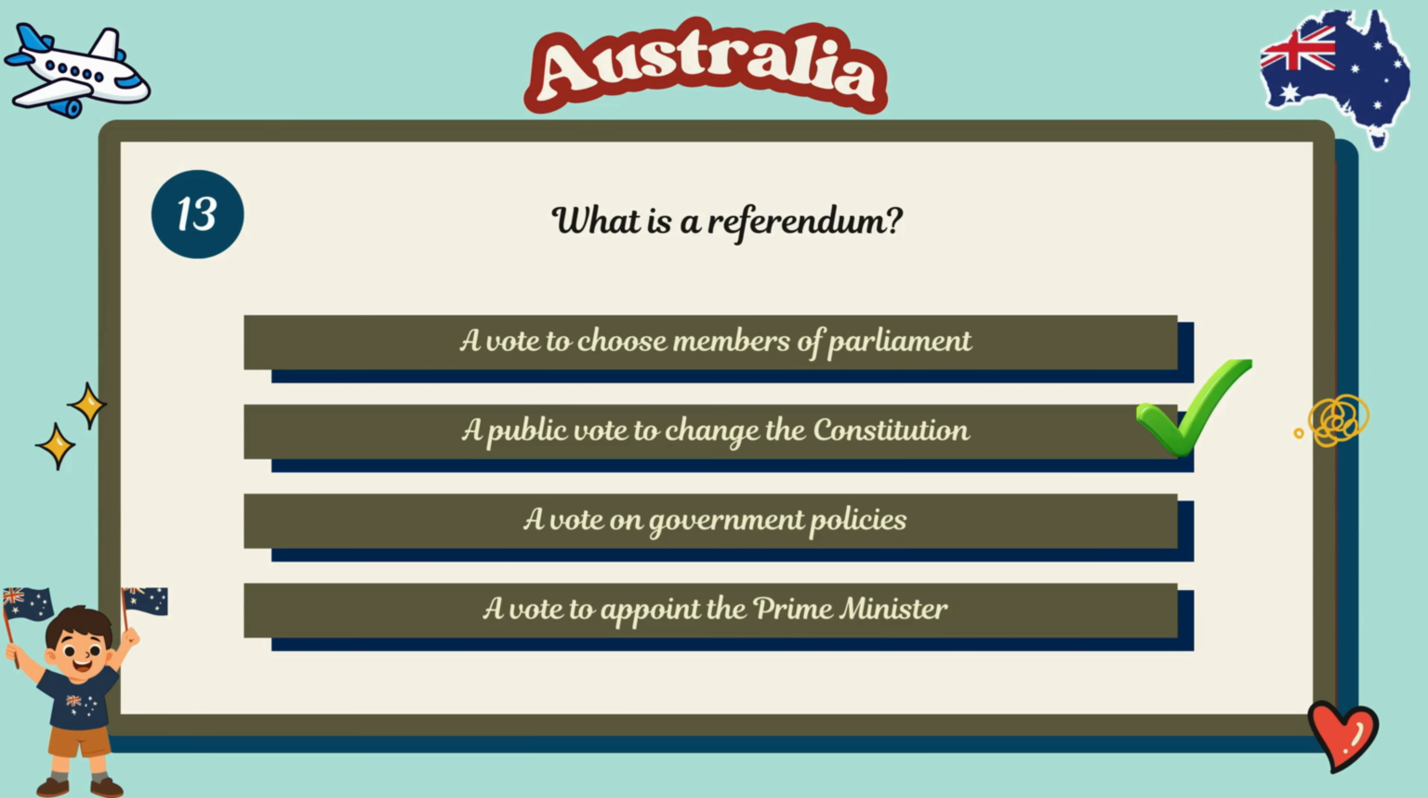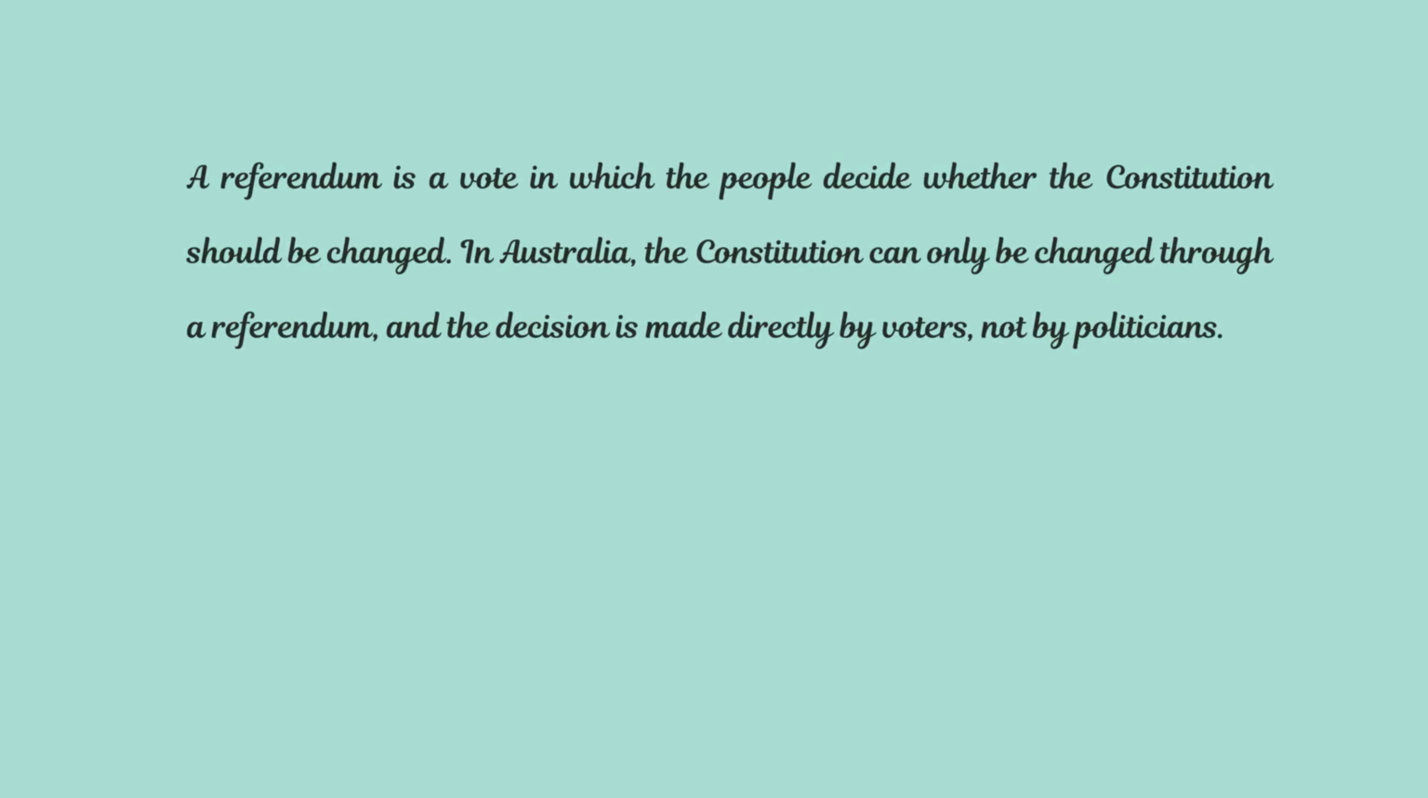Correct answer B. A public vote to change the Constitution. A referendum is a vote in which the people decide whether the Constitution should be changed. In Australia, the Constitution can only be changed through a referendum, and the decision is made directly by voters, not by politicians.